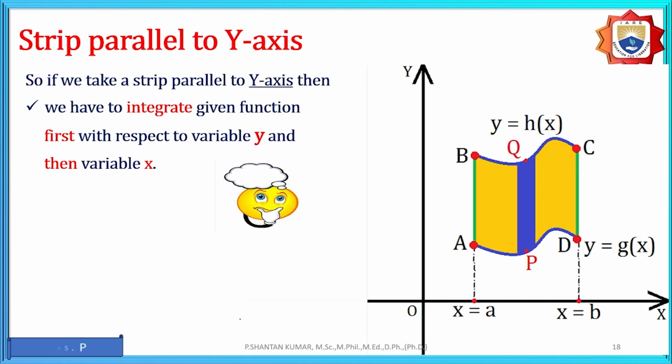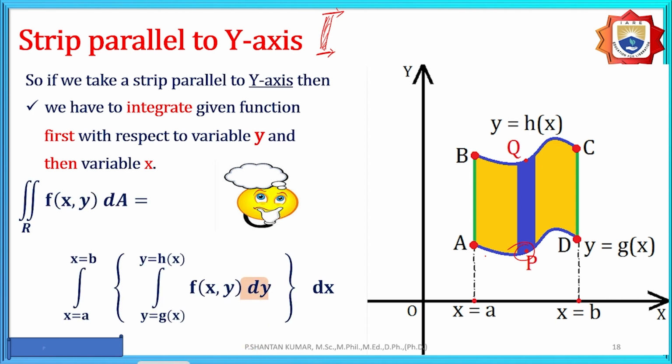Next, further, parallel to the y-axis. What is parallel to the y-axis? In this case, it has a lower strip and an upper strip. Looking at the diagram on the right side, here also after drawing the diagram from the given curve and plotting the points, it is a bounded region. The inner strip is also P, that is the meaning of the inner strip, and the upper strip is here also Q, that is y equal to h of x.